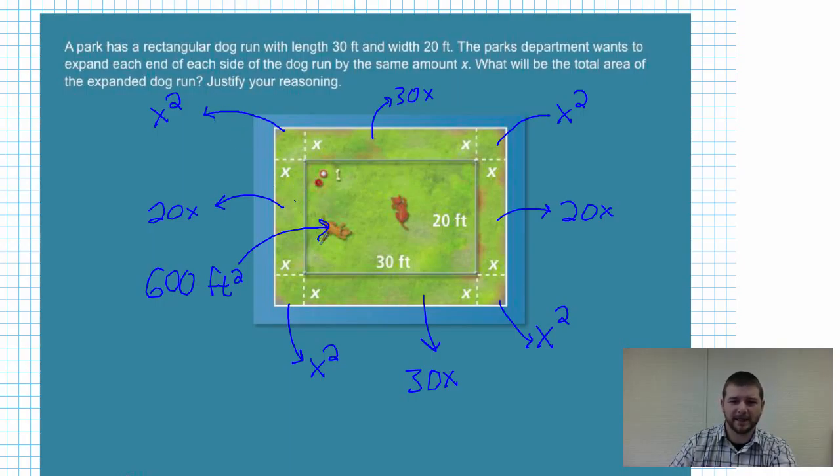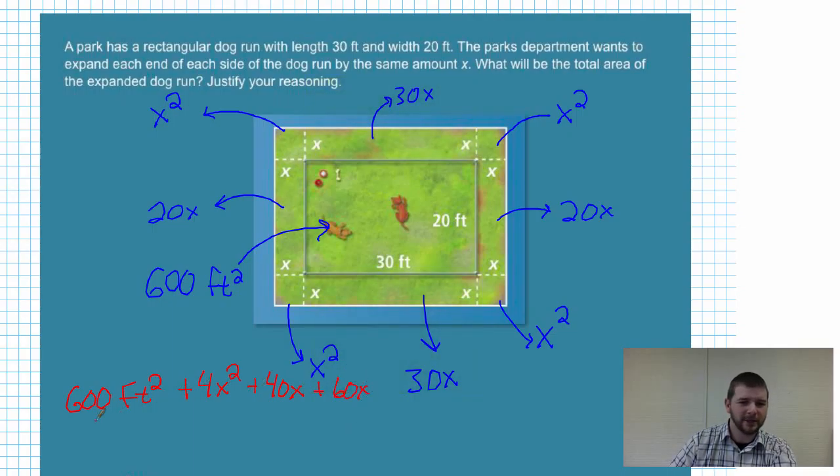So here we have the areas of each of these rectangles, all of these components which when added together would represent the area of the new dog run. So if we add these, let's change colors here, we have our 600 square feet, that was the initial area, plus 4 of these x squareds. So I'm just going to combine those 4, plus 4x squared. Then we have 2 of these 20x's, so I'm going to combine those as well. 20x plus 20x is 40x, plus 2 of these 30x's would be plus 60x.